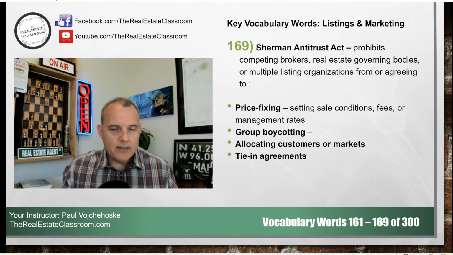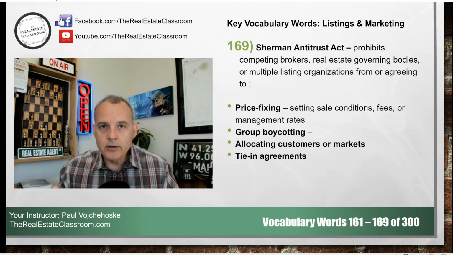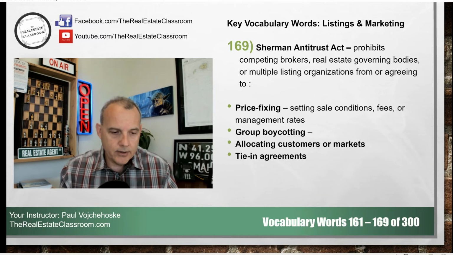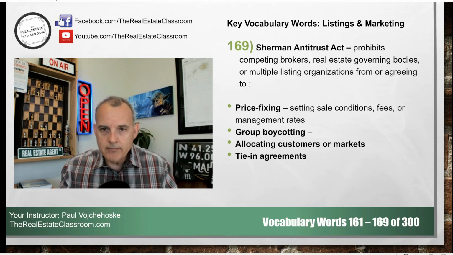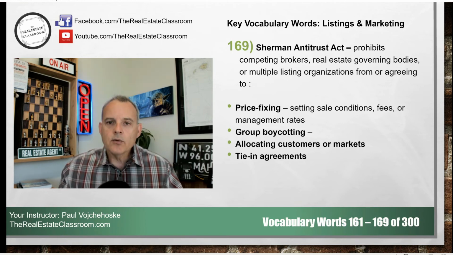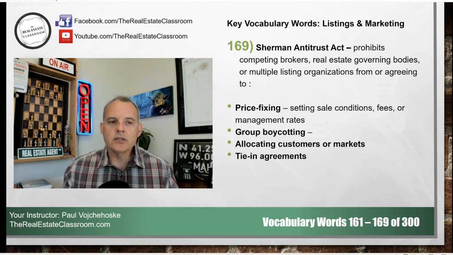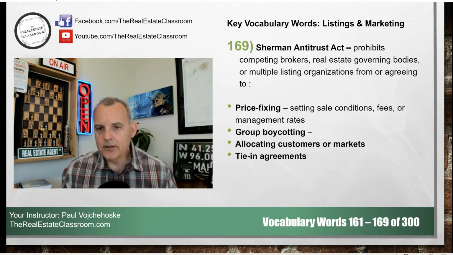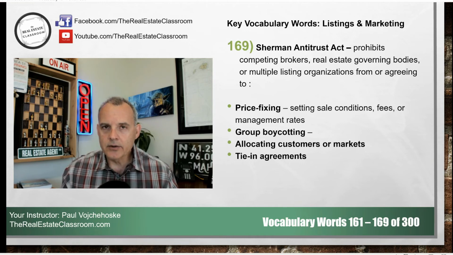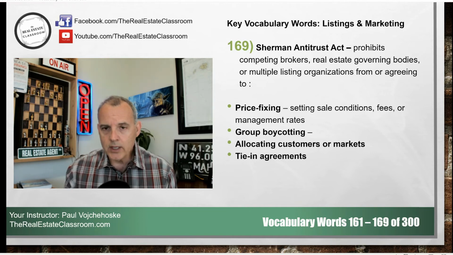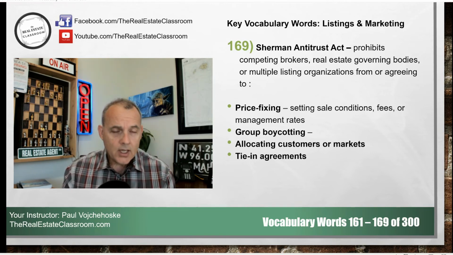So what I mean by that is basically if two or more companies, or let's say we have a local board of realtors and there are 100 members, if two or more of those members conspire, that's what we're talking about. Basically, if two or more parties or brokers or organizations conspire to do price fixing, group boycotting, allocating customers and markets, or tie-in agreements, then that's an antitrust violation. So let's look at each one of these specifically. Number one is price fixing.